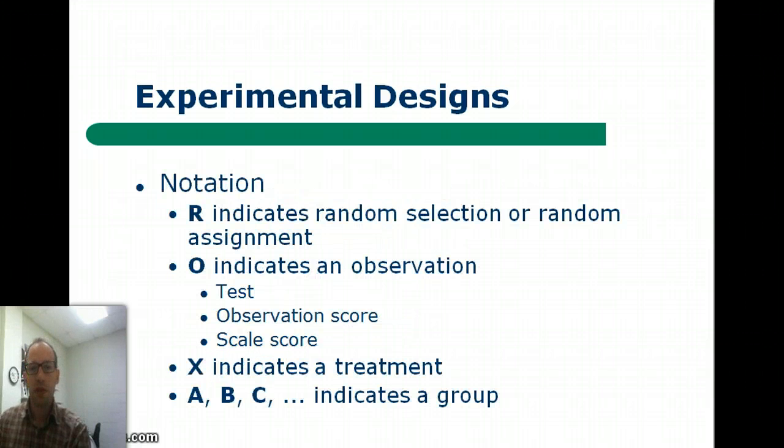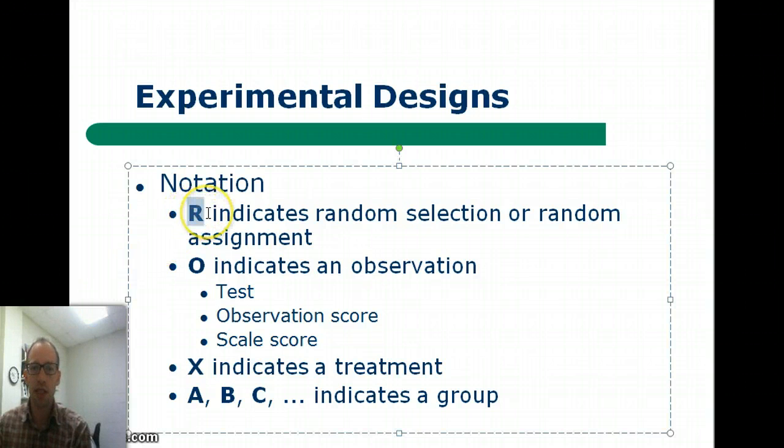Okay, so the 4 different experimental designs. In all of these R will be random, and that's what I wanted to talk about, and that will be on a slide. So this is either random selection or assignment. In these designs here, it's always going to be random assignment. What group are you assigned to?